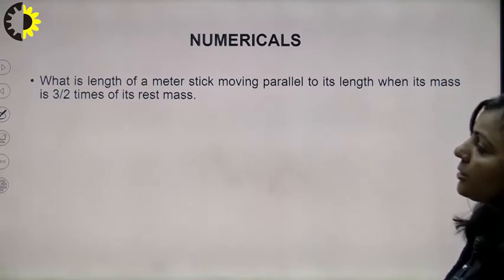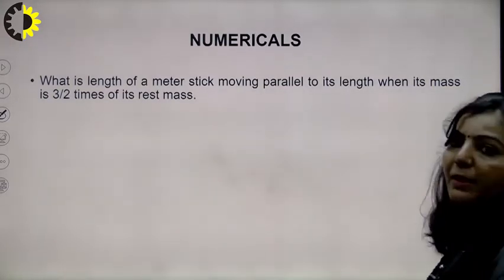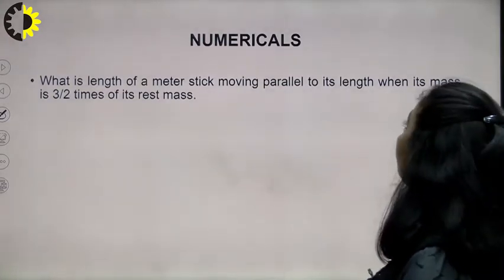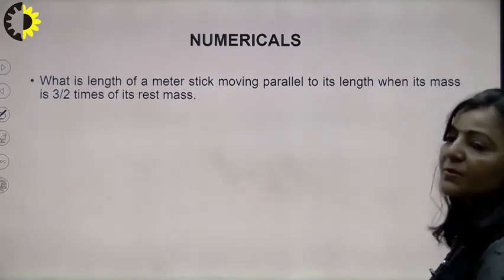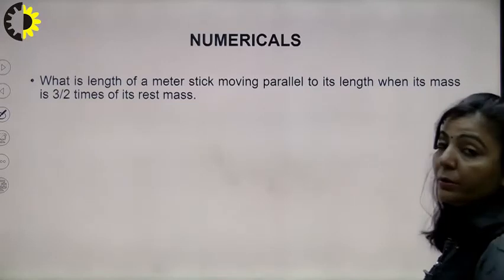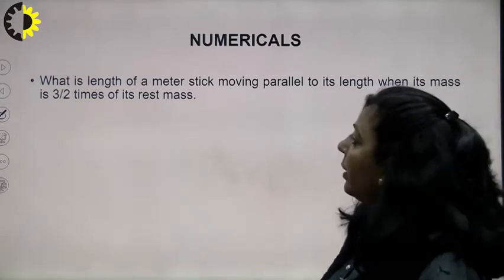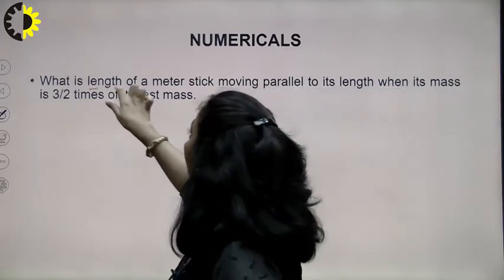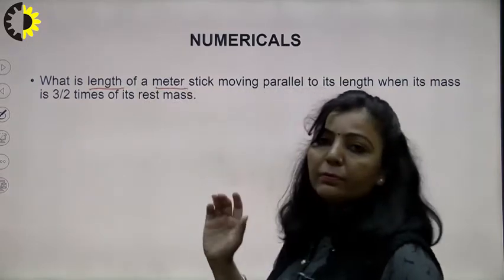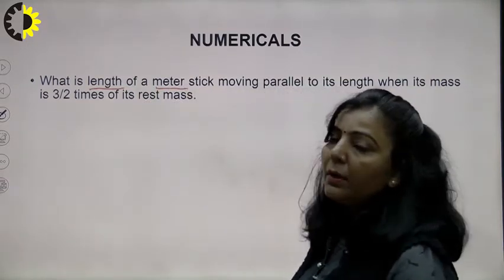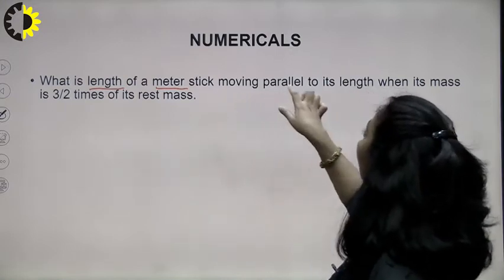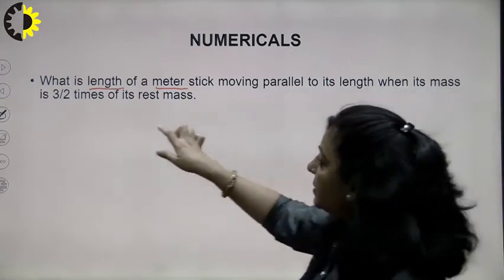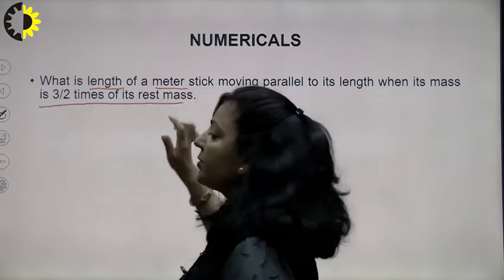Now the next question is, what is the length of a meter rod moving parallel to its length when its mass is 3/2 times of its rest mass? So in this question two concepts are involved. You have to find the length of a meter rod. Since it is a meter rod, the length of that rod is 1 meter, moving parallel to its length when its mass is 3/2 times of its rest mass.